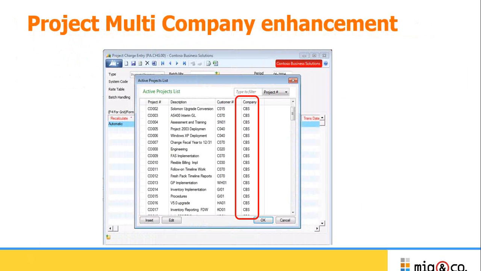Multi-company enhancement, again, like I was saying before, is in the project charge entry. It is based on the user access to the company, but you can go in the project charge entry and now see multiple companies and see the transactions for the multiple companies. You can do multi-company transactions in the project charge entry as well. Okay.